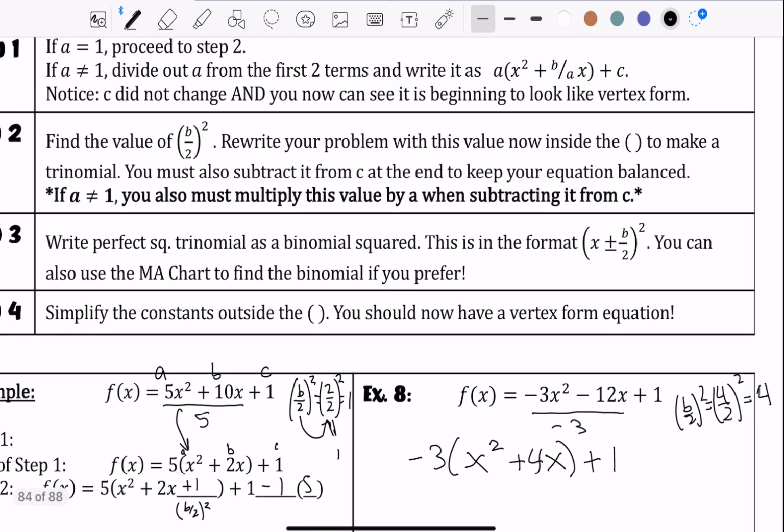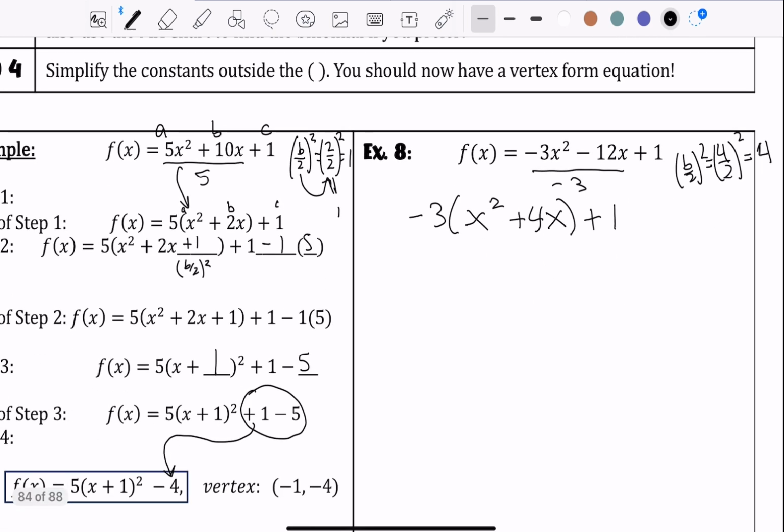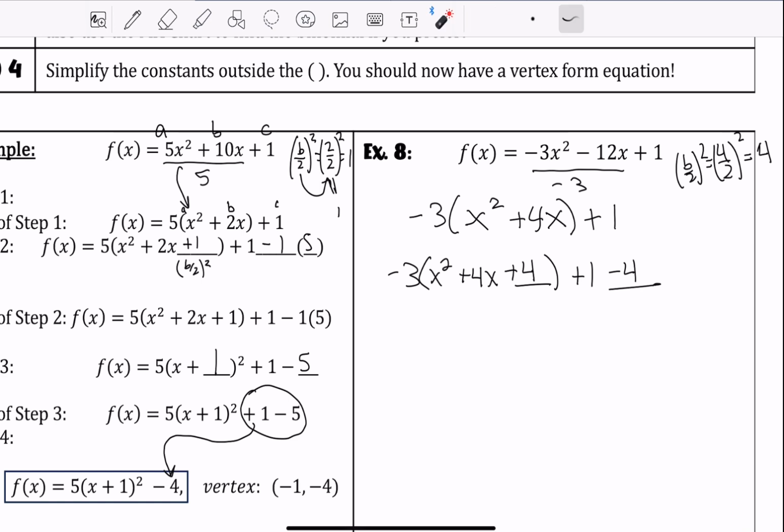Rewrite your problem with this value now inside the parentheses to make a trinomial. We're going to stick it on the inside. X squared plus 4x. I'm going to put it right here. And then remember, I also have to subtract it from the back. So I have plus 4 here and then minus 4 there. I'm doing that to keep my equation balanced. I want to say that I really added nothing, right? Because plus 4 and minus 4 cancels out to 0. But here, if I were to actually multiply this out, this negative 3 is actually going to multiply by that 4. So I also have to multiply the back one by negative 3.